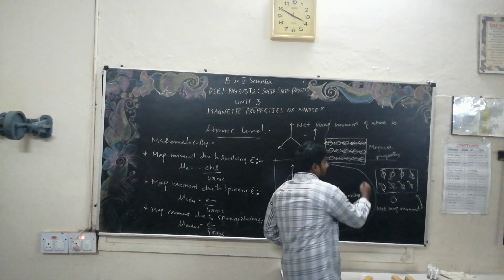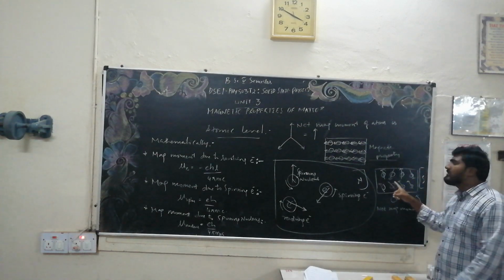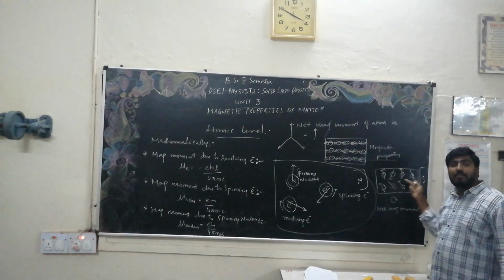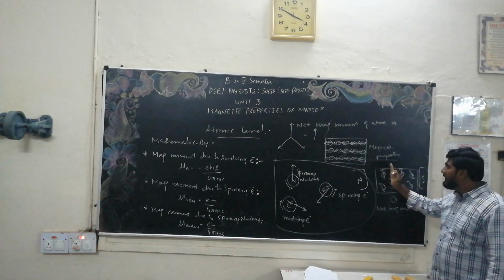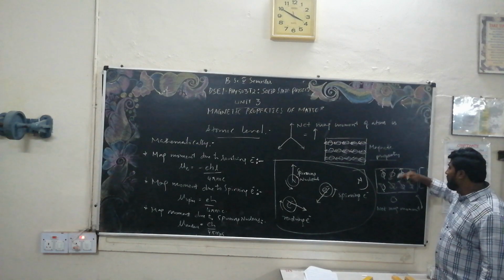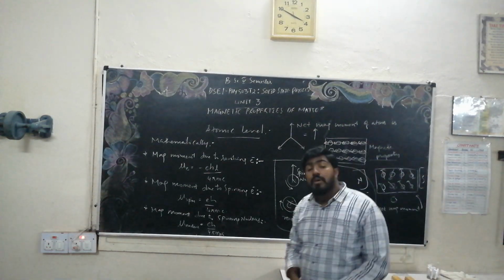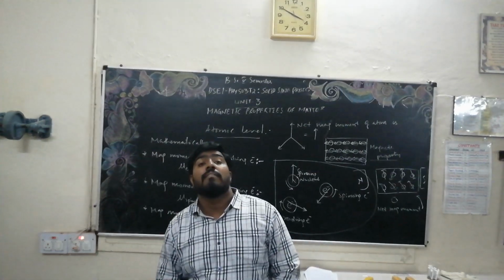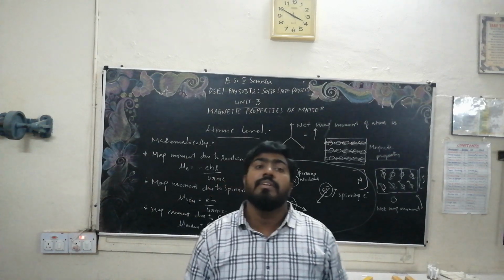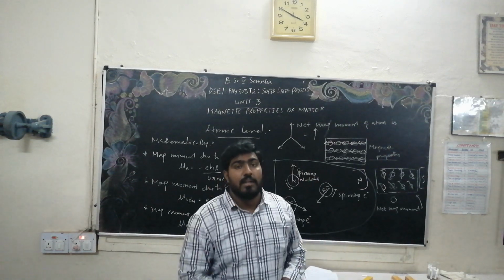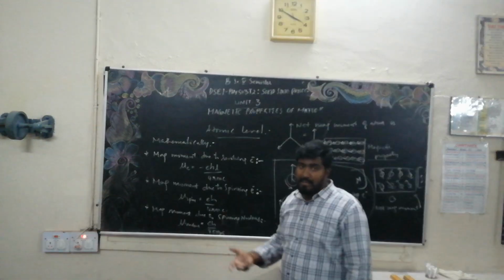That means if I keep this material under an external magnetic field, what happens? It starts aligning in only one direction. Whatever random directions the magnetic moments had, automatically all the magnetic moments start pointing in one direction. So even a non-magnetic material, we can make magnetic by inducing an external magnetic field. This is what happens at the atomic level.